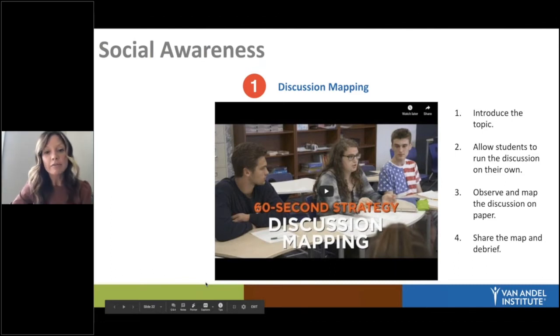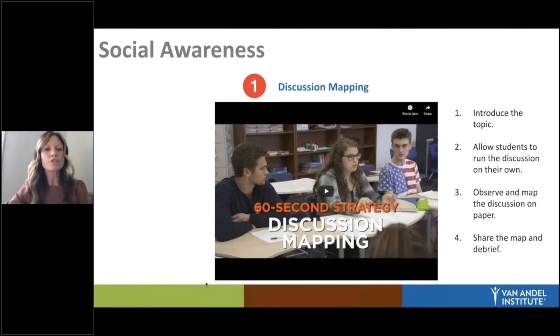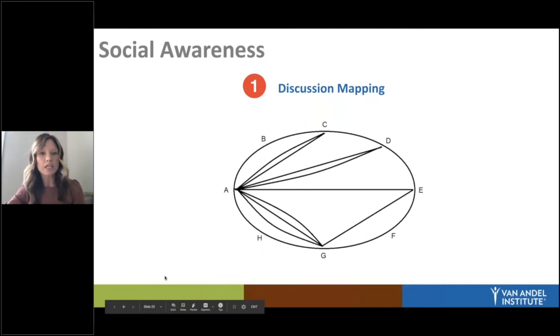So that strategy again was discussion mapping. And as we can see, it can be incredibly powerful just for students to see how much they're talking or participating or how much they're not, and within a group, it develops great social awareness too. And I want to show you just a couple examples here. So this is one way that a discussion map could look.